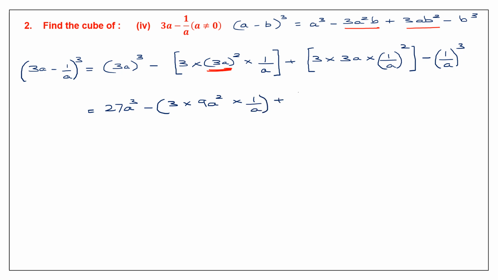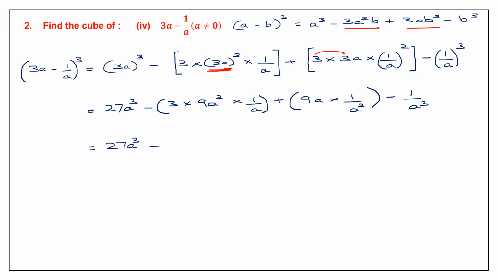Plus, now here also let's go on to the second part. So here let's multiply the numbers that we have. Here we have 3 into 3. 3 3s are 9. 9a into 1 by a square, that is a into a square. So we have it here like this. Now this will be 1 by a cube. Now on further simplification, this will remain as 27a cube.